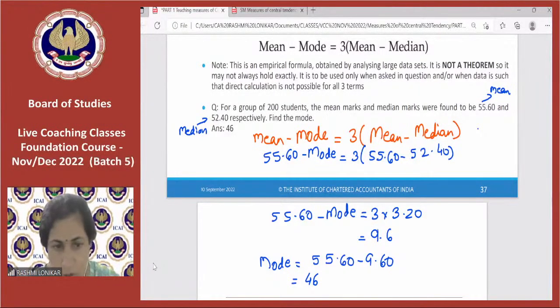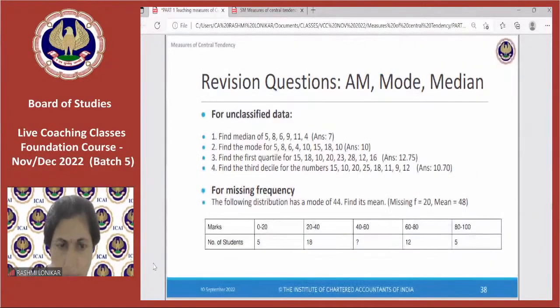Okay. So this is the empirical formula. Always you have to learn this formula by heart. Mean minus mode is equal to 3 times mean minus median. Now these are some questions for revision. I will also upload these questions. I think I've already uploaded it on the PPT, but you can use it for questions also.